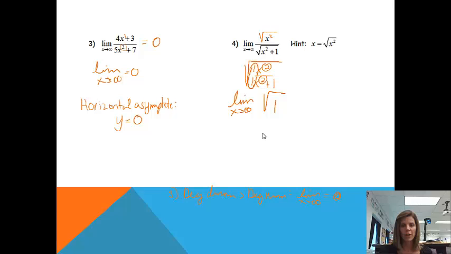I have done absolutely nothing with the square root sign yet. So now I actually need to finish it by finding the square root of 1. So the limit as x approaches infinity, the square root of 1 is just 1, so my limit will be 1. And now since I did that, because I'm looking for horizontal asymptotes, my horizontal asymptote will be the line y equals 1.